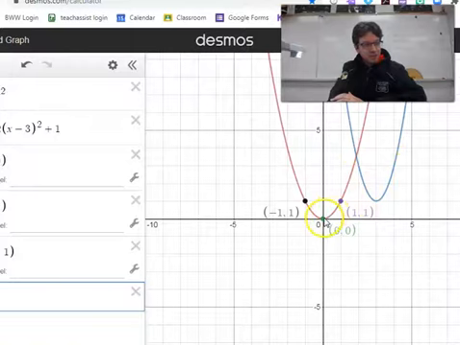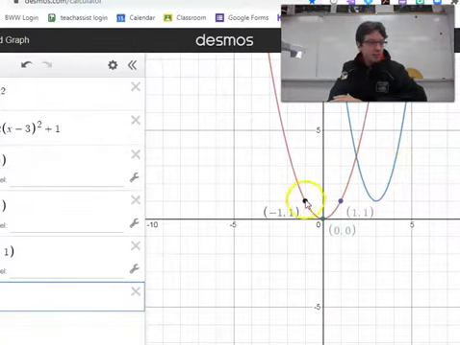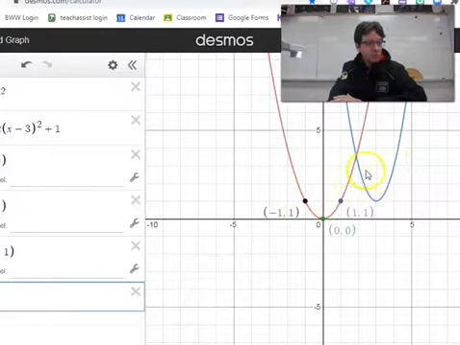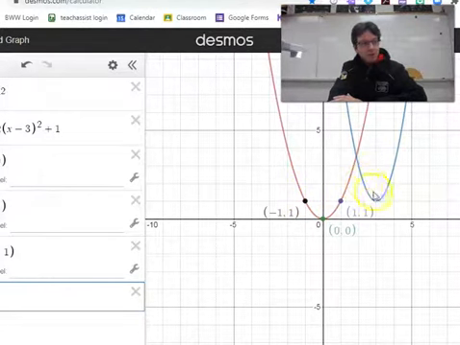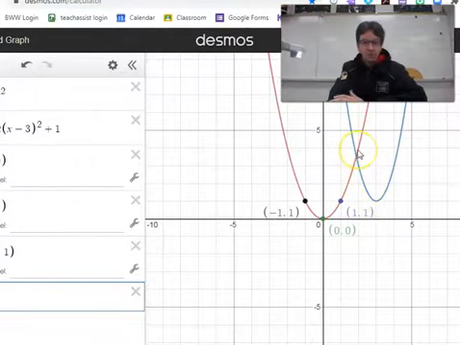So this 0, 0 moved to here. What is that point? This 1, 1, where did it move to and what is its point? And this minus 1, 1, where did it move to and what is its coordinate? Once we know those 3 points, we can do a sketch of what that quadratic would look like.